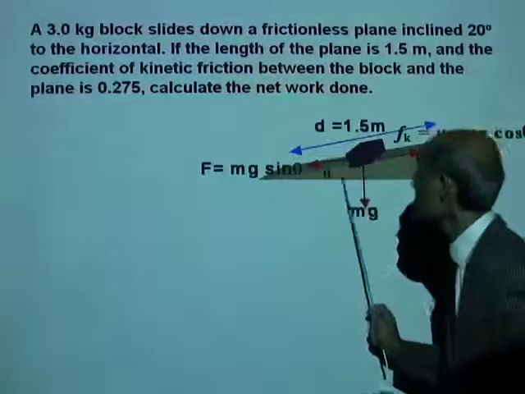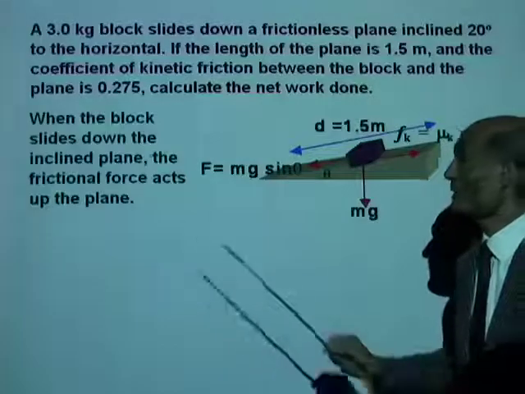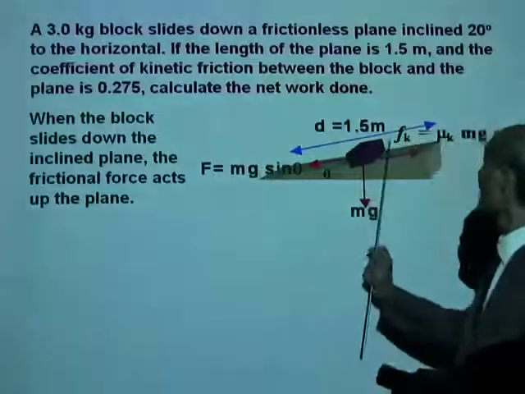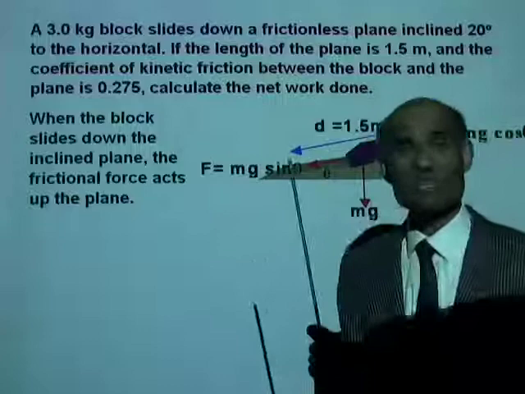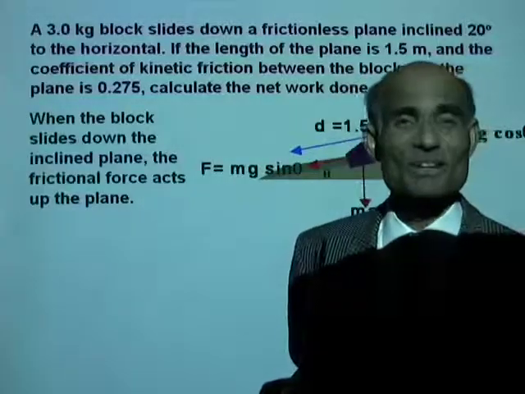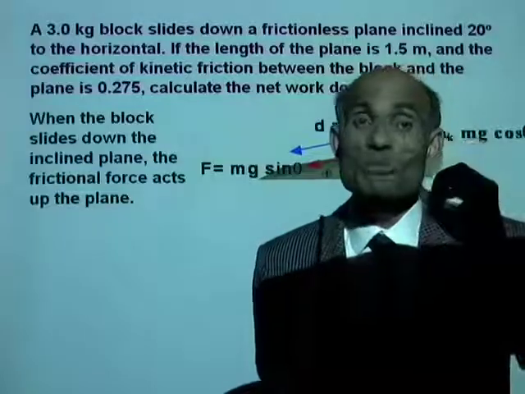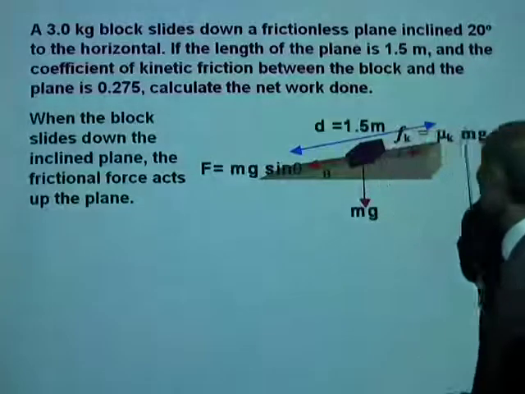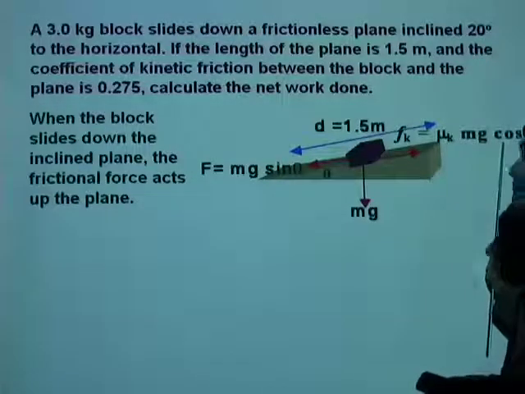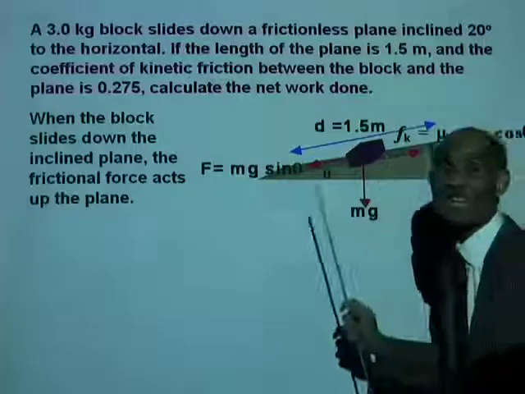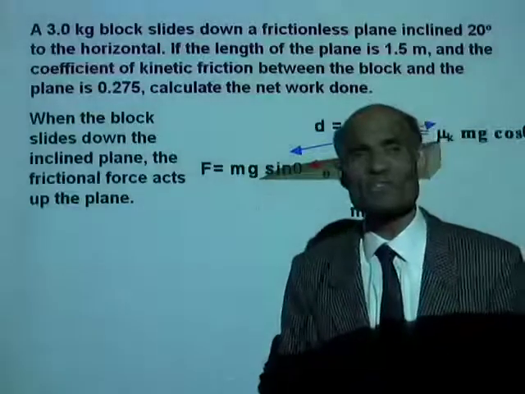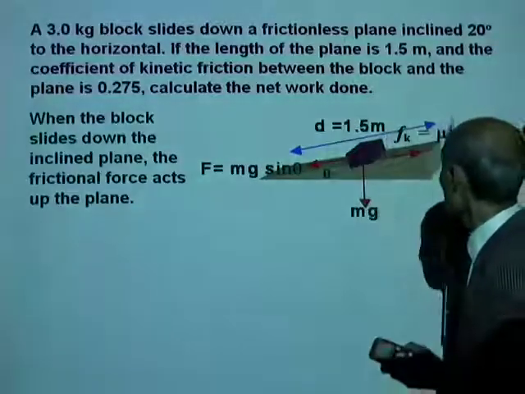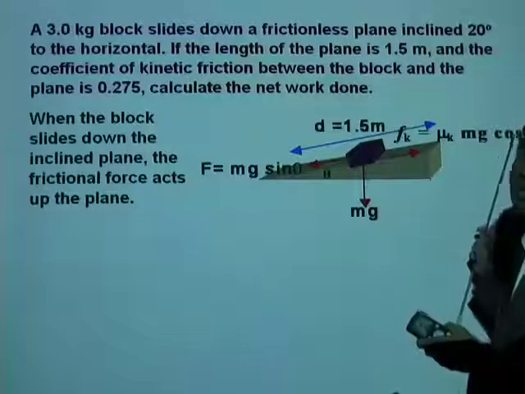Now here is the object sliding down the inclined plane. When the block slides down the inclined plane, the frictional force acts up the plane. Now, do you remember the equation for the frictional force? The frictional force is mu times Fn, the normal force. And the normal force in this case is mg cos theta. Therefore, the force of kinetic friction. Why is this the force of kinetic friction? Because the object is sliding down the plane. The force of kinetic friction is mu k mg cos theta.